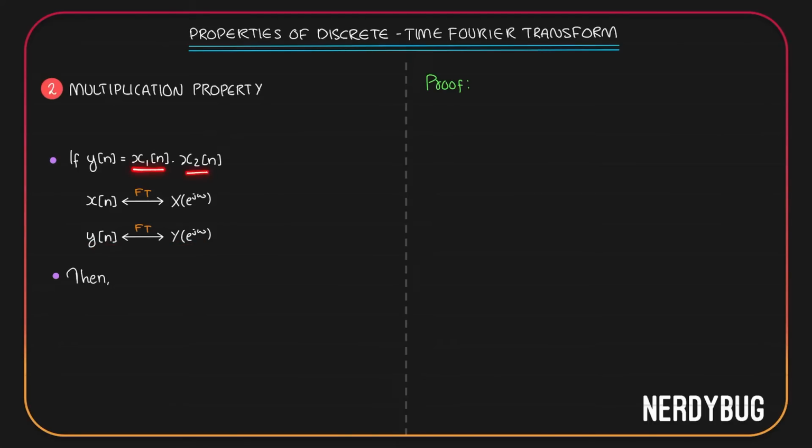So for x1 of n and x2 of n, we can take X1 of e raised to j omega and X2 of e raised to j omega. Then according to this property, Y of e raised to j omega will be equal to 1 by 2 pi integral over an interval of 2 pi X1 of e raised to j theta multiplied by X2 of e raised to j omega minus theta d theta.